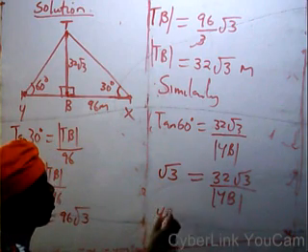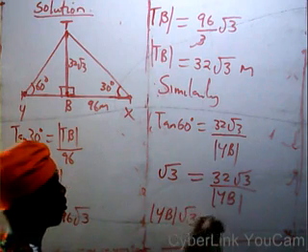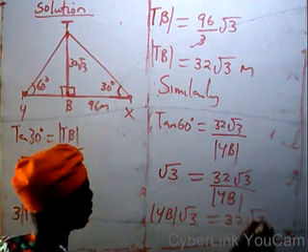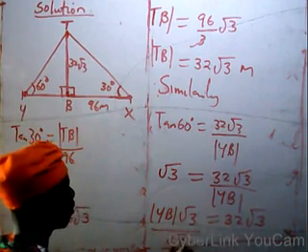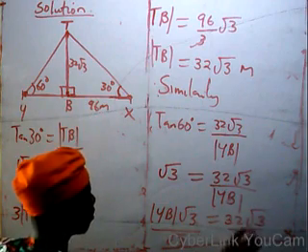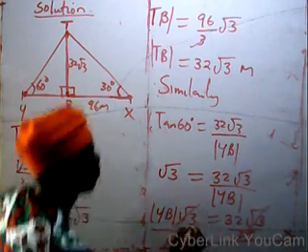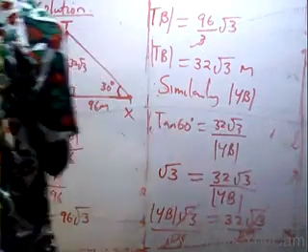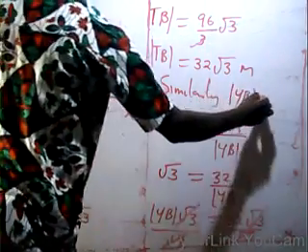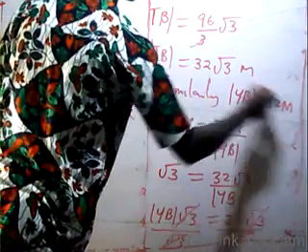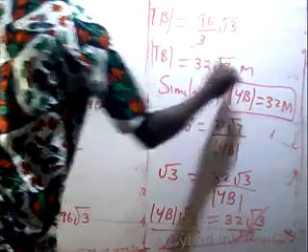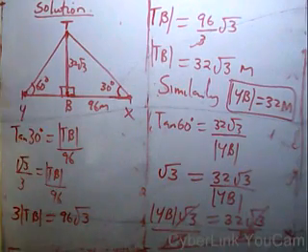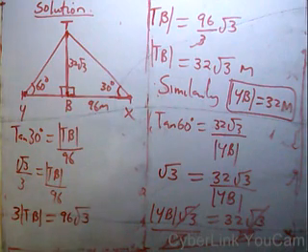You have YB times root 3 equal to 32 root 3. If you divide both sides by root 3, root 3 will cancel root 3 here. That means our YB that we are looking for, the distance between Y and the base of the building, is 32 meters. That is the distance between the foot of the building and the point Y. And that's our answer.